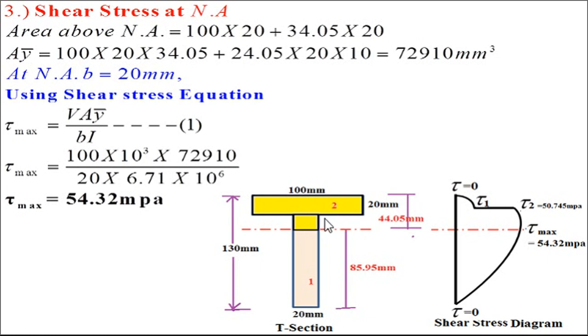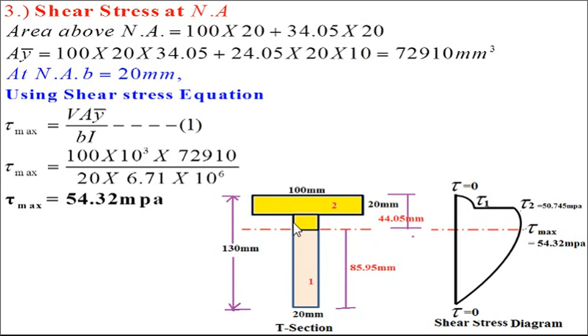100 into 20 plus 24.05 into 20. Here it is 34.05, but that is wrong. It must be 24.05 into 20. That will be the area above this neutral axis.